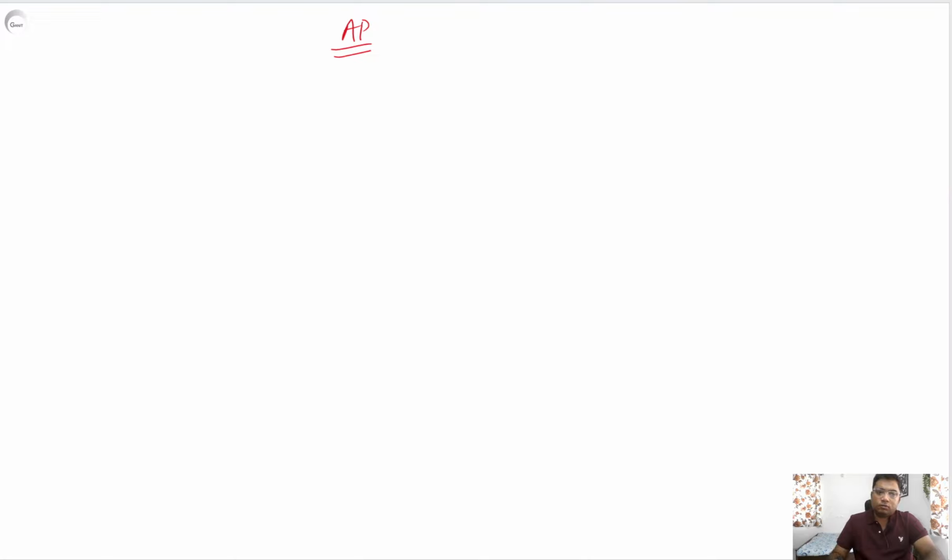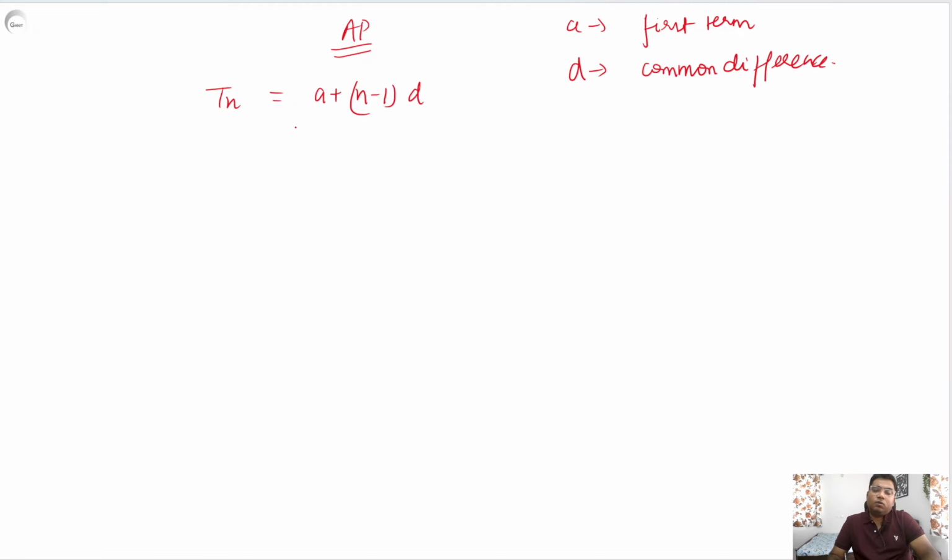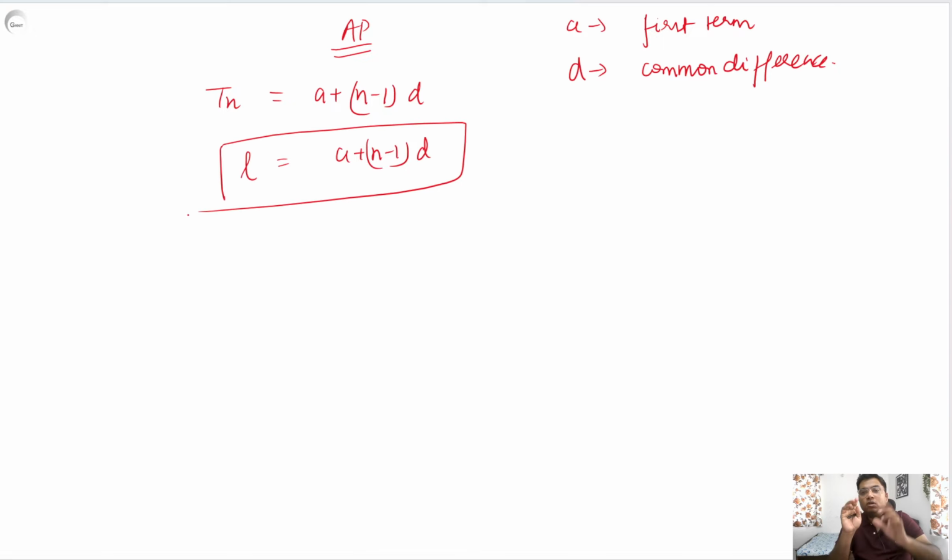Okay guys, so the nth term, which is referred to as Tn, is a plus (n minus 1) times d, where, as you would all know, a is the first term of an AP, while d is the common difference of an AP. Correct? Now, a plus (n minus 1) into d is also the formula for the last term of an AP. So the nth term and the last term have pretty much the same formula.